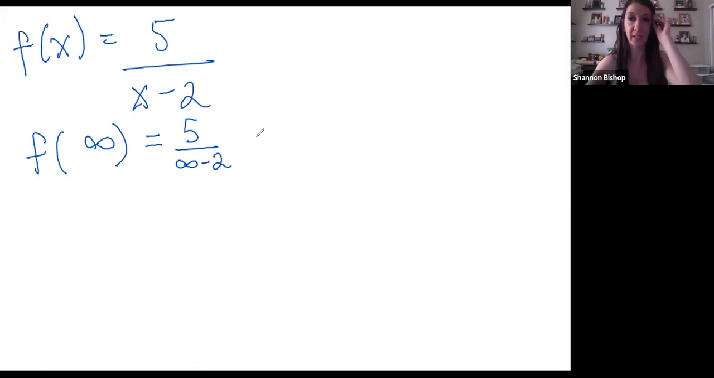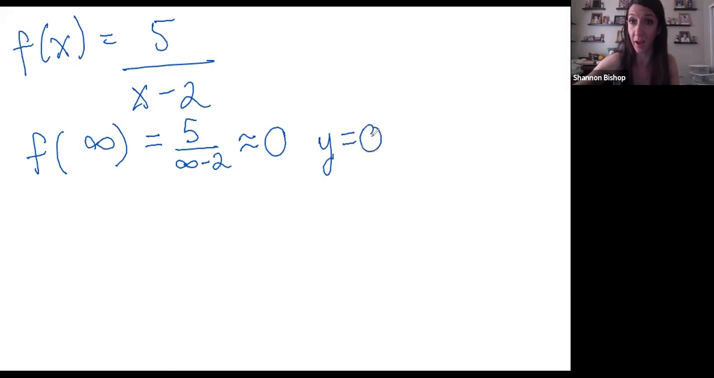Now, granted, it is infinity minus 2, but at the same time, really, infinity minus 2, that's still huge. So think about it. What's 5 divided by something huge? 5 divided by a kajillion is practically 0. And notice on the first function, the horizontal asymptote was at the 0 line.